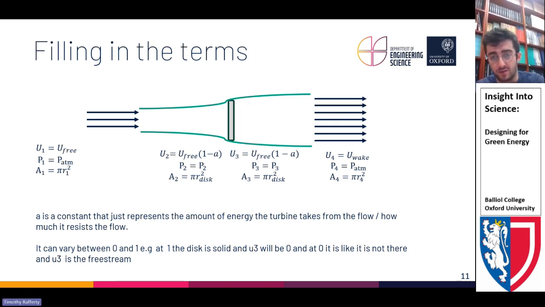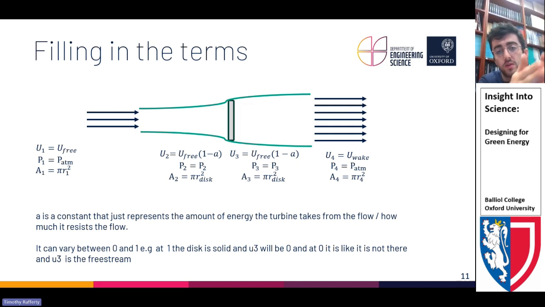And we'll just call this area, this is diameter 1, so it'll be radius 1. And so we'll go to the second position. So this one was just before the wind turbine. And well, I don't know what the pressure is. So I'm going to say it's pressure 2. I know the area because it's going to be the area of the disk. So it's going to be the radius of the disk. And for the velocity, I'm going to introduce this term here. It's going to be that the velocity at the disk is equal to whatever the free stream velocity was times 1 minus a. And I'll explain that 1 minus a bit in a second.